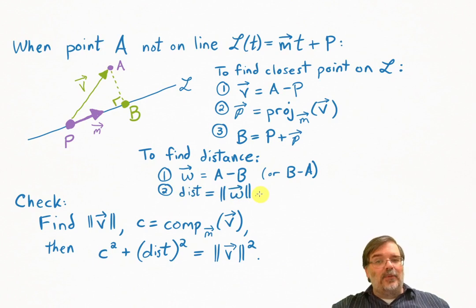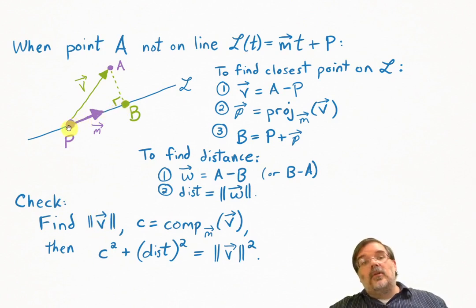As an added bonus, there's a nice way to check your answer. In this case, notice that we also have a right triangle. Right triangles are our friends in mathematics because we can use the Pythagorean theorem to solve them. In this case, the hypotenuse is this vector v, so we could find the length of the hypotenuse by calculating the length of the vector v.